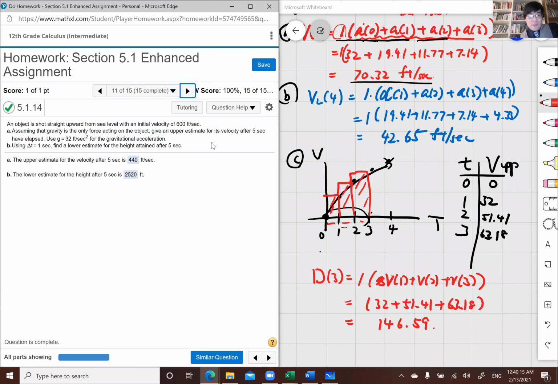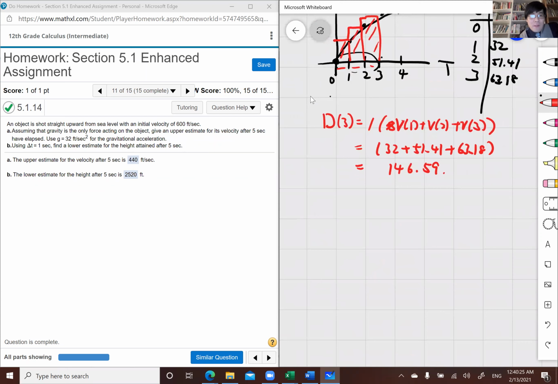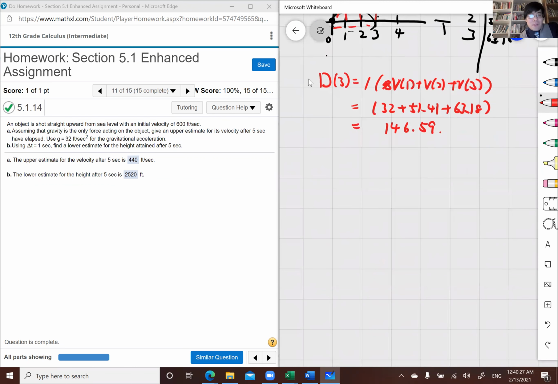Okay, next question, number 11. An object is shot straight upward from sea level with an initial velocity of 600 feet per second. Assuming gravity is the only force acting on the object, give an upper estimate for its velocity after 5 seconds have elapsed.